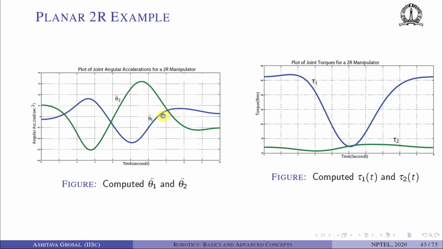We can also find the acceleration, because we have an expression where theta double dot is some J inverse something, and so on. So we can find theta 1 double dot and theta 2 double dot. Once we have all this theta dot and theta double dot, we can just substitute in the equations of motion and plot tau 1 and tau 2. As you can see, tau 1 looks like this. It is much larger, of the order of 120 or 130 Newton meters, whereas tau 2 is much smaller.